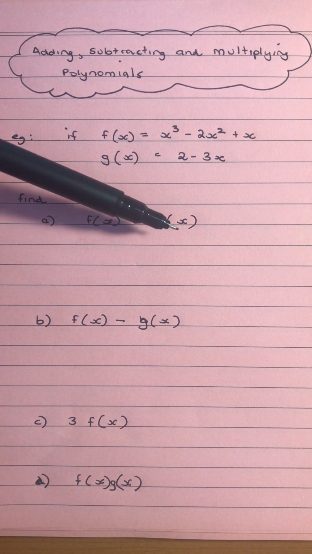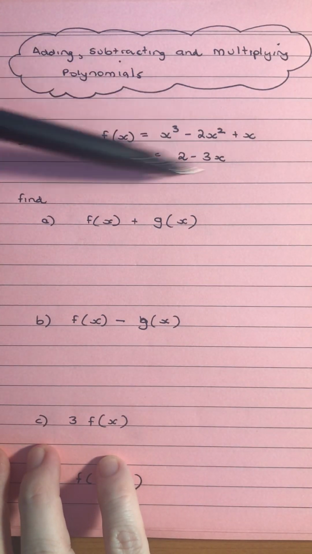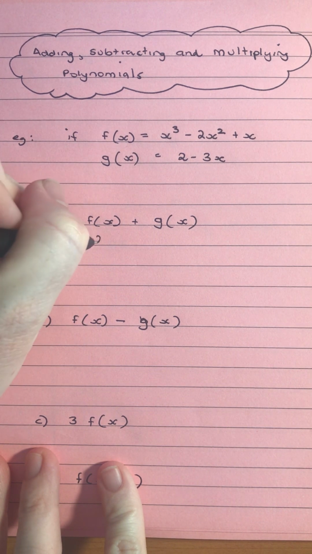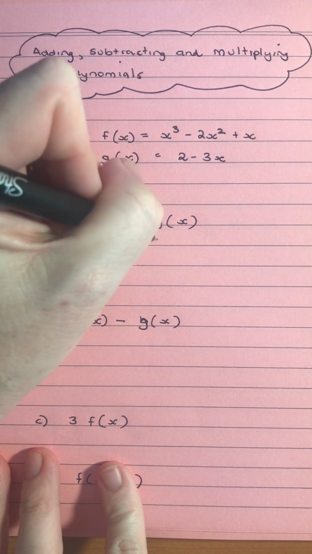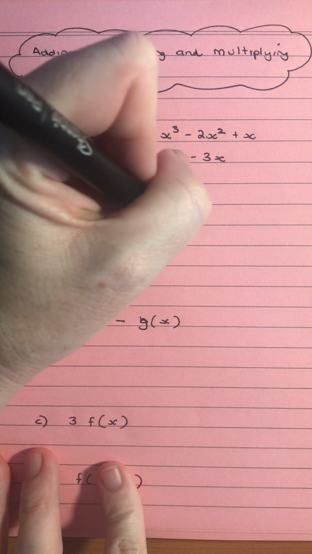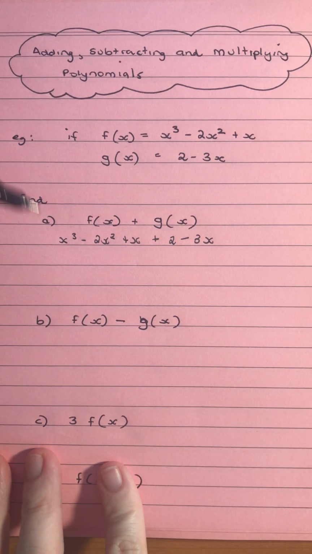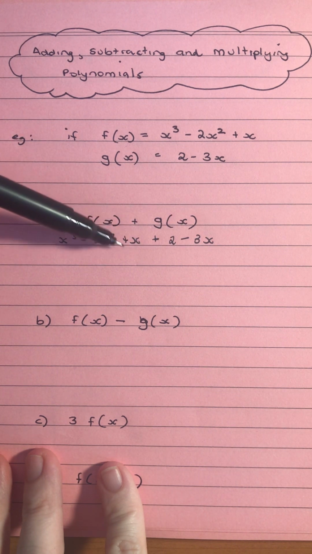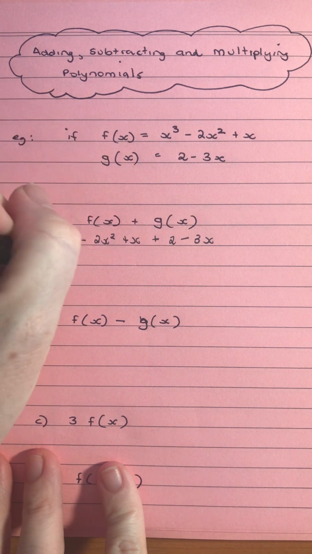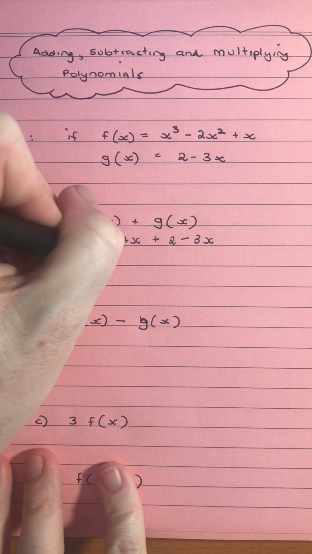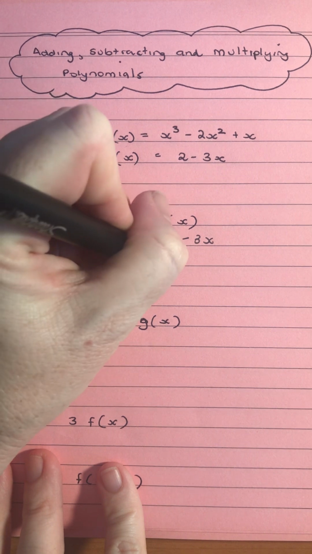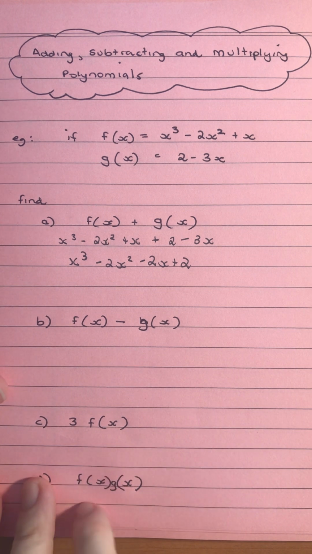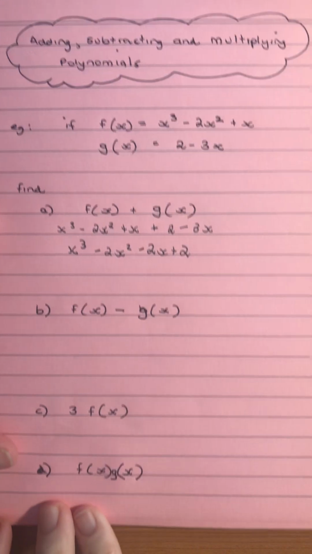Now we can do f of x plus g of x. That just means grabbing that expression there. So we'll put our x cubed minus 2x squared plus x, and we're going to add to that 2 minus 3x. Then we just go along and collect like terms. So we've got an x term here and an x term there. So we've got plus x minus 3x. So when we simplify that, we'll get x cubed minus 2x squared, minus 2x plus 2.